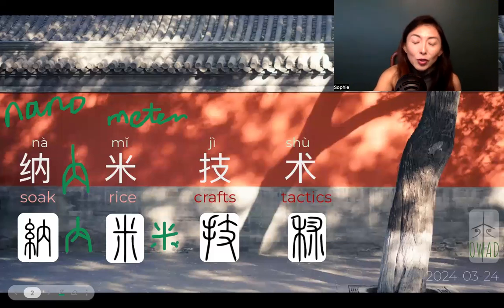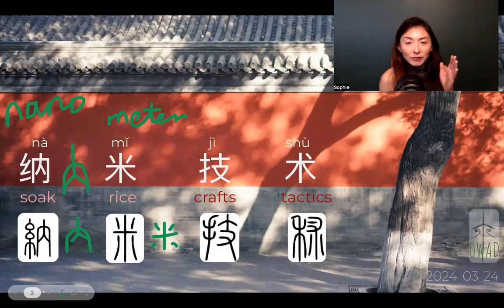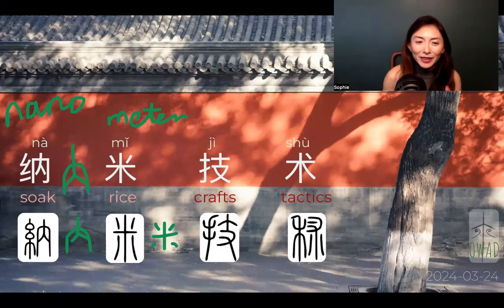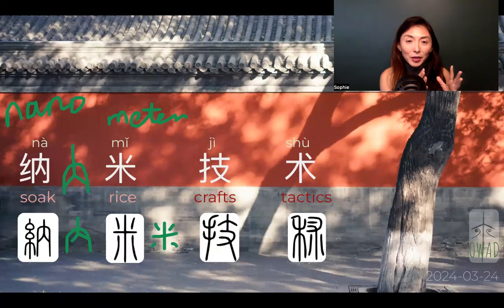We only need one piece to represent, okay, there are things classified in there. And eventually that means rice comes from this rice classification practice. Okay, again, this is a sound translation. 纳米 together is nano. I guess we skipped the meter part.